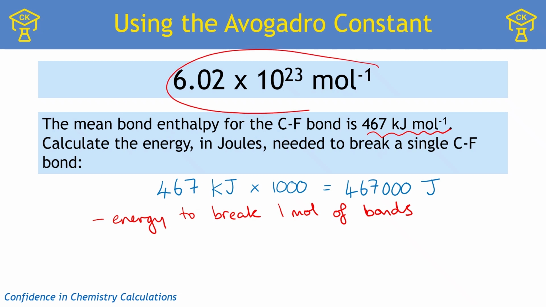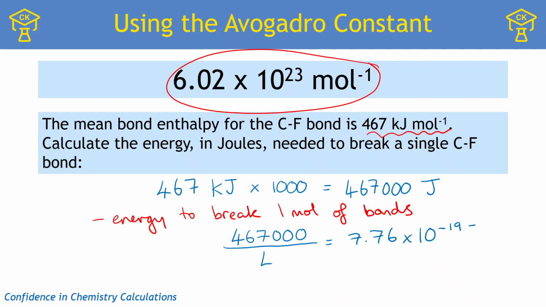From there, well, if that's how much energy is needed to break a whole mole of bonds, this number, Avogadro's number, is the number of things in a mole, and so I want to know how much is needed to break one bond. So I do the number for a mole divided by how many there are in a mole. I'm just going to write L again for shorthand, and it's going to give me 7.76 times 10 to the minus 19 joules. A small number. I'm expecting it to be a small number. It's one bond, it's not going to be a lot of energy. One bond is not a lot to break.